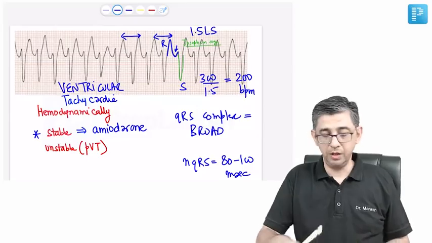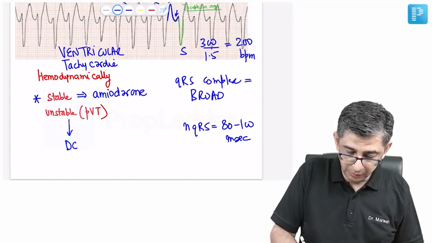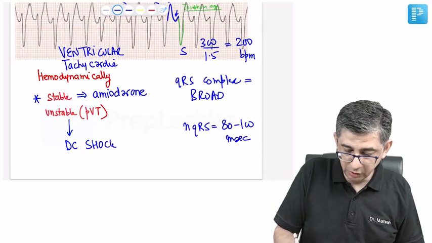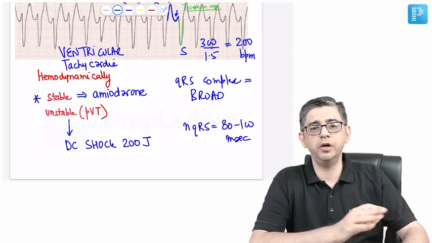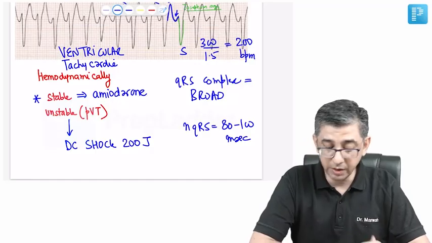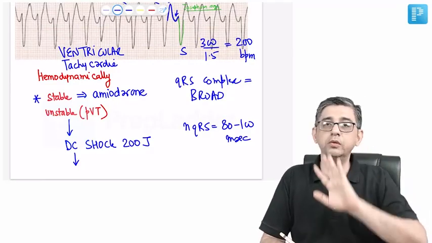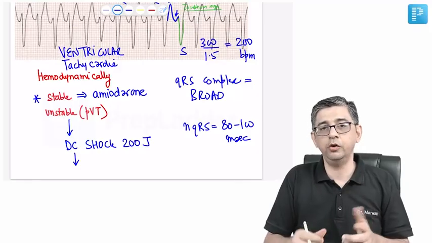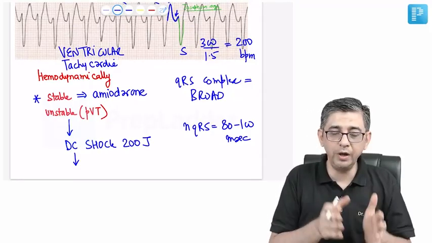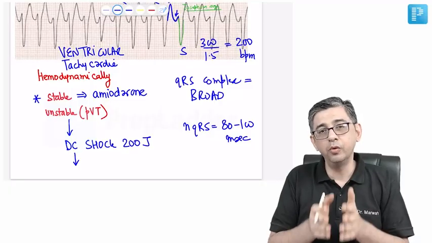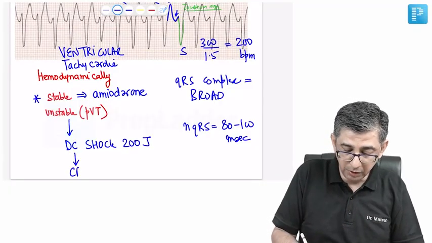But if he says unstable patient, then we have to give DC shock to this patient. The intensity of this DC shock would be 200 joules. And if he asks what is the next step after giving a DC shock, then the whole team would start looking towards the monitor, because you delivered a DC shock. So you think that the normal sinus rhythm should be established, but that would take some while. And before the rhythm resets to normal, you must continue the CPR in the patient.